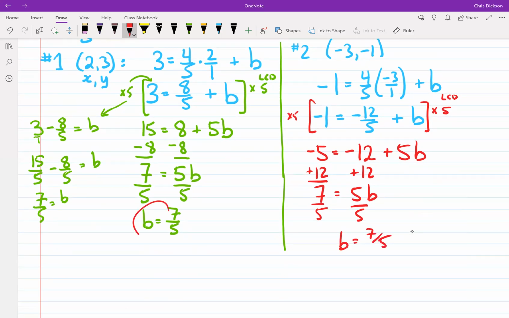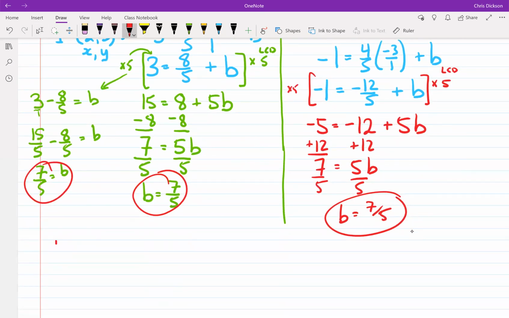Okay, so we get the same b value in all situations. So I think we're pretty confident that's the y-intercept. So what is the equation of the line? Well, we knew the slope was 4/5 x, and it has a y-intercept of -7/5. Okay, so that's actually a fairly hard one to get x and y intercepts for. So I'm hoping that kind of makes sense for you there.